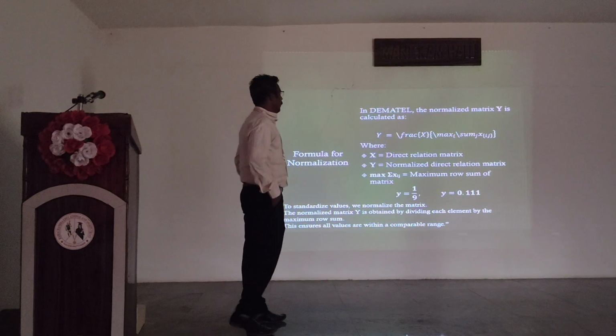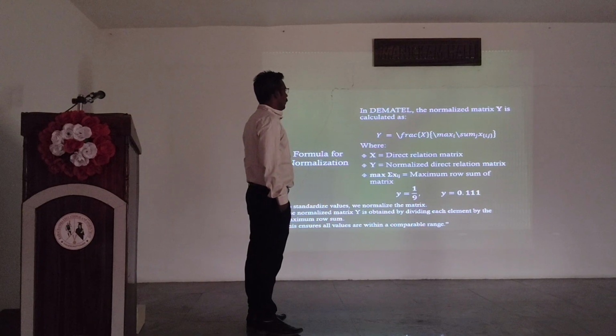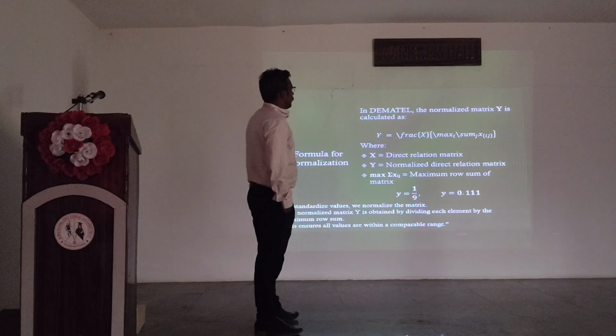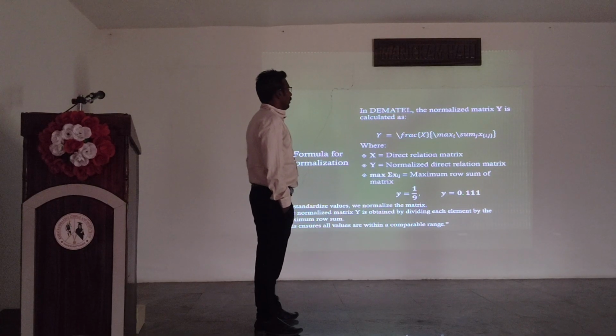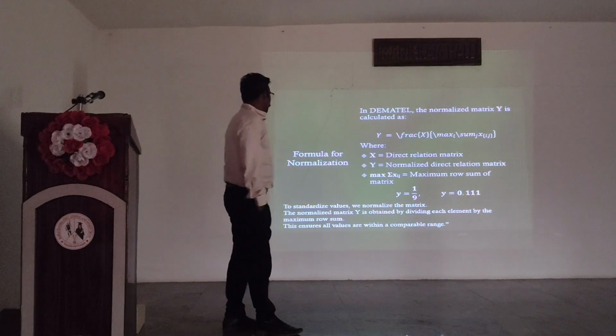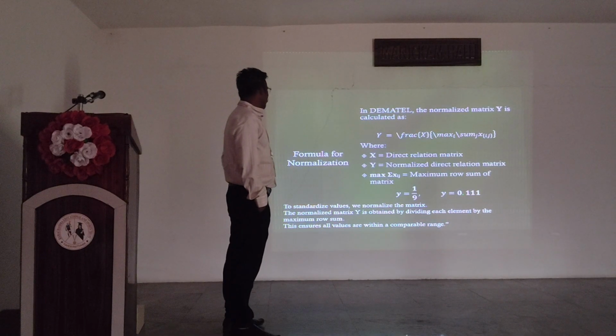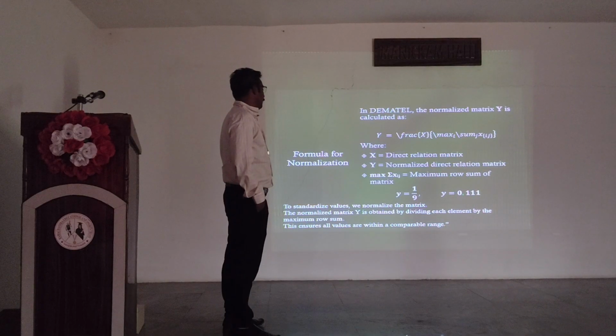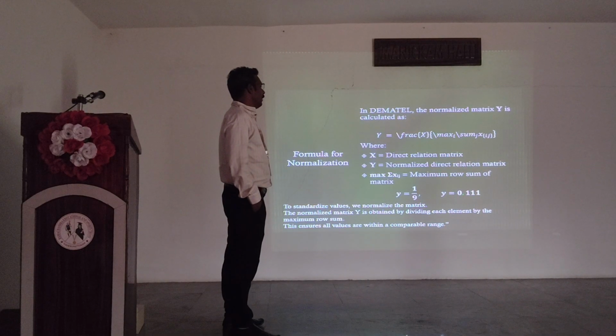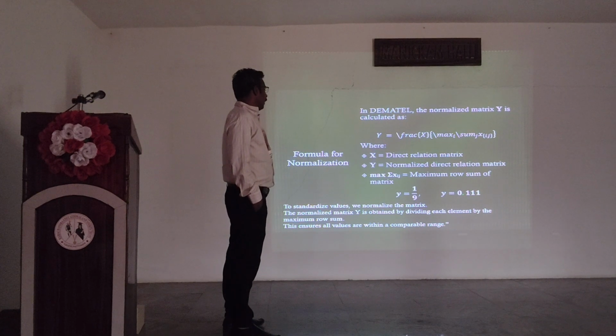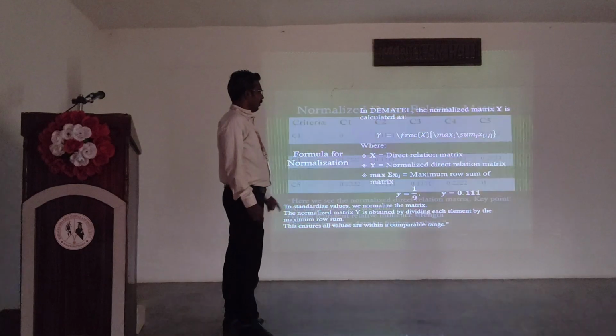This is the DEMATEL normalization formula. Y is equal to X divided by the sum, where X is the direct relation matrix and Y is the normalized direct relation matrix. The standard value normalizes the matrix. Normalized matrix Y is obtained by dividing each element by the maximum row sum. This ensures all values are within a comparable range.